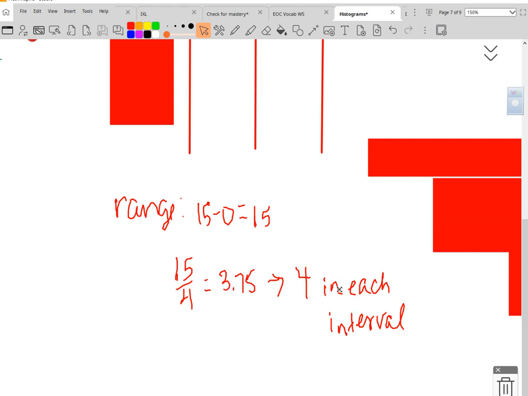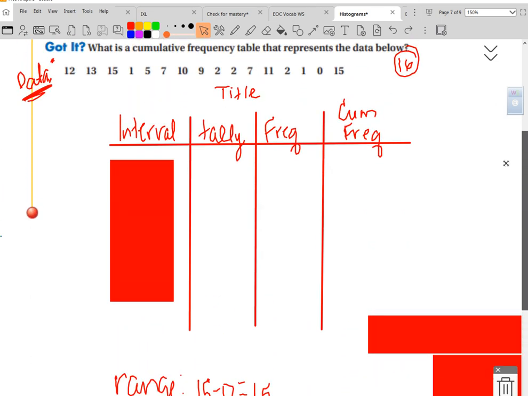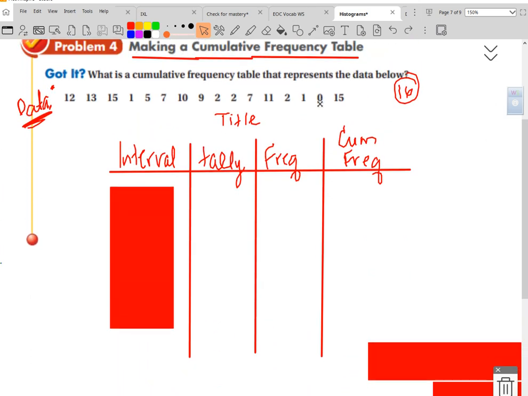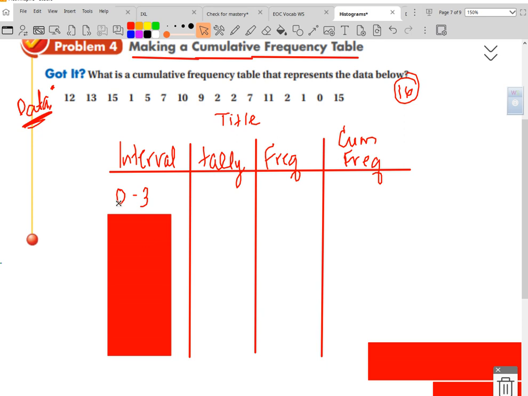So now I'm going to put intervals where each interval will have 4 values in it. If that doesn't make sense yet, I'm going to show you the first interval. The smallest number is 0, so I have to include 0, and that's what we're going to start with. 0 is a number, 1 is a number, 2 is a number, and 3 is a number. There are 4 values in that interval. There are no decimals in my data values, so I'm not going to have decimals in my interval.